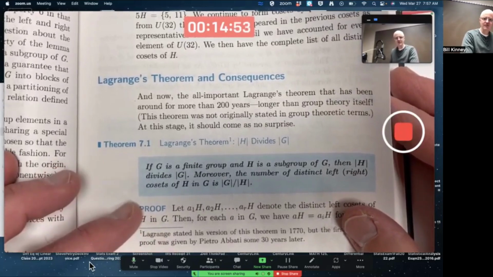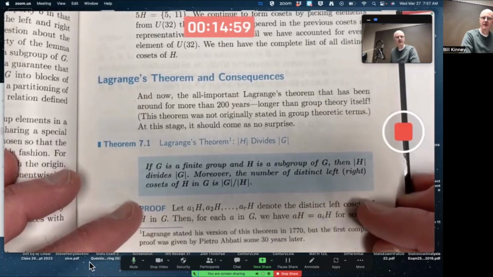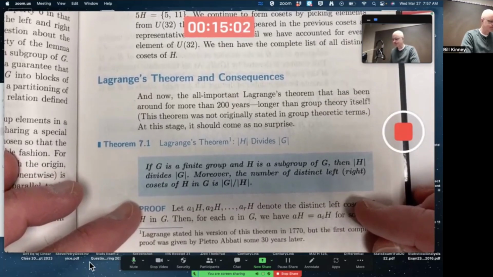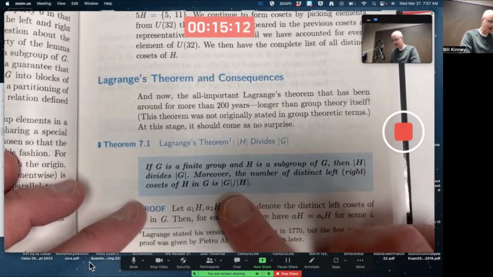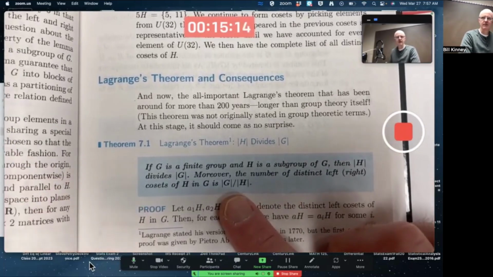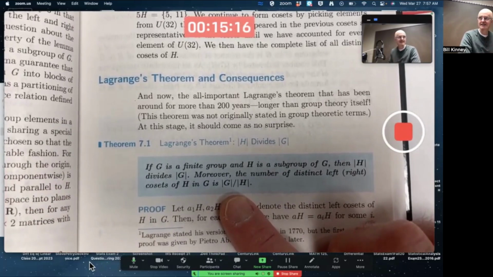Lagrange's theorem. That's the fundamental theorem of finite group theory. Most important, most foundational theorem. If G is a finite group and H is a subgroup, then the order of H divides the order of G. Also, the number of distinct left cosets, also right cosets, is this fraction, the order of G divided by the order of H. That's called the index of H in G.